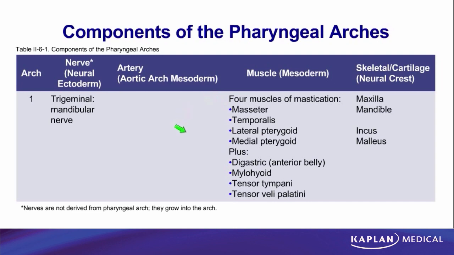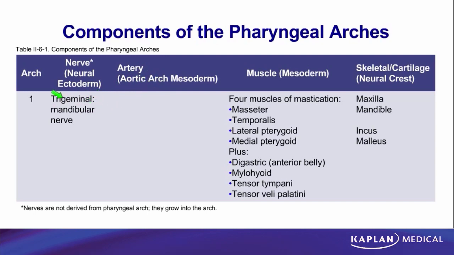So we said each arch will have mesoderm in it, and the mesoderm will give us skeletal muscles. We said each arch has neural crest in it, and the neural crest will give us skeletal structures, bones, and cartilages primarily. And we said that each arch will have a specific nerve grow into it and innervate the stuff that's in that arch. And so now we can do the details. Also listed here is that from the mesoderm of each arch, there'll also be an artery, and that artery will be called an aortic arch. We're not going to discuss those.